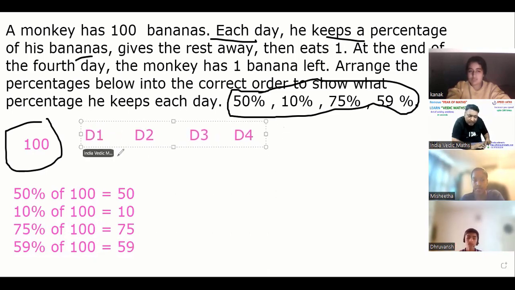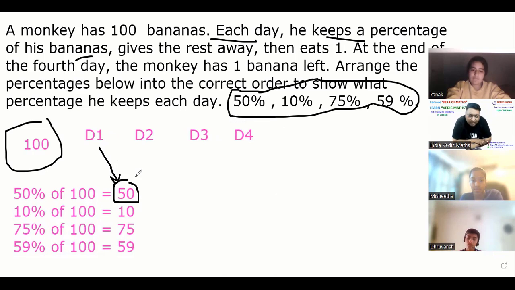Let's start thinking. Suppose this is day 1, and he has kept 50%, which is 50 bananas. So how many bananas will he give away? The remaining 50, correct? He keeps a percentage, so suppose he kept 50%, the remaining 50 he gives. Then out of what he kept, he eats 1. So how many bananas will there be on the second day? 49, correct? This percentage is gone now, we cannot use it.